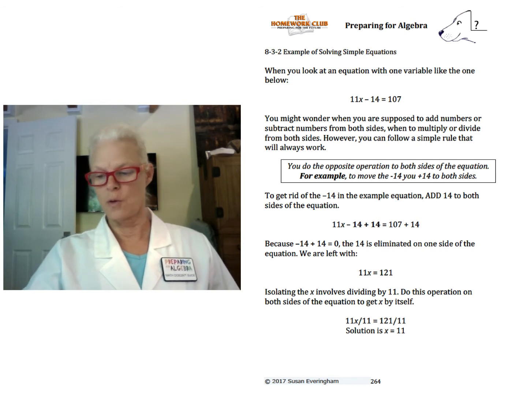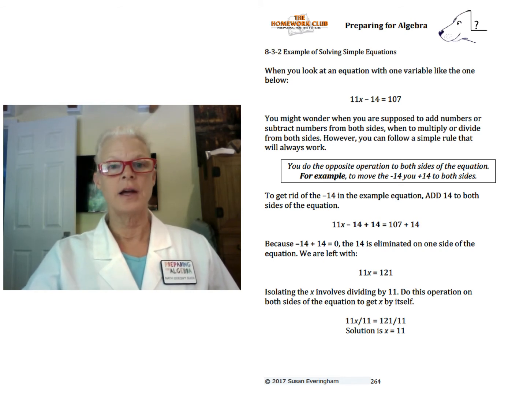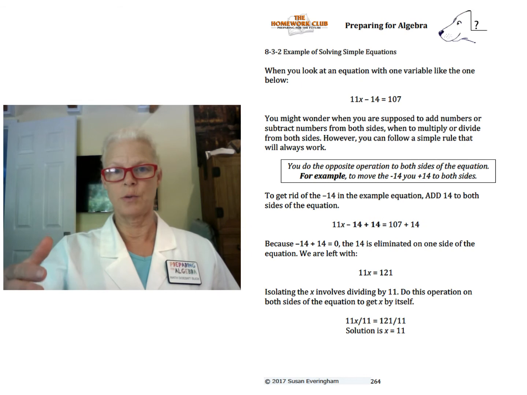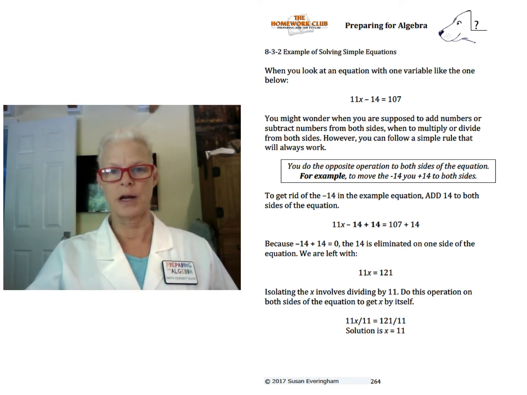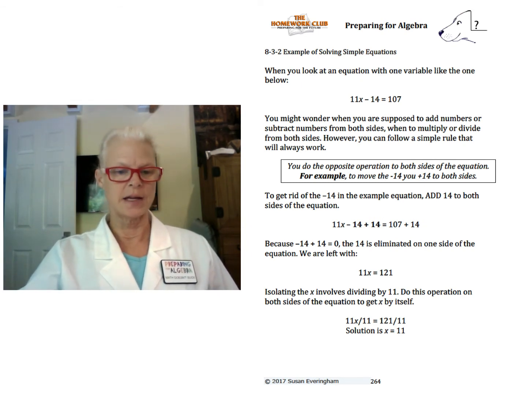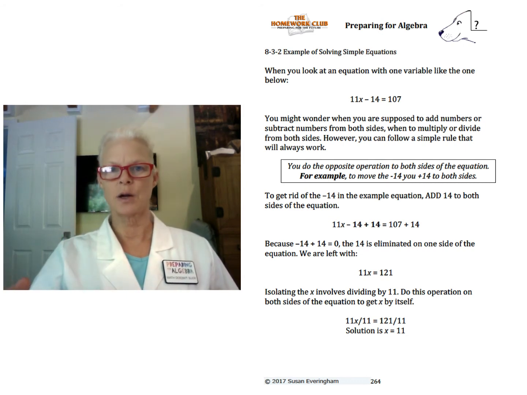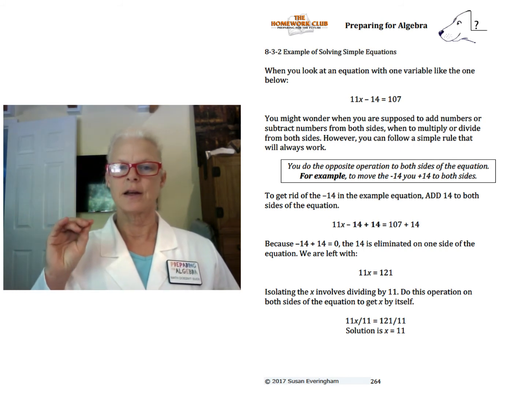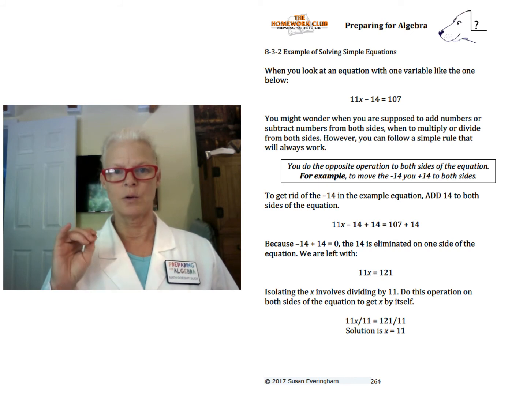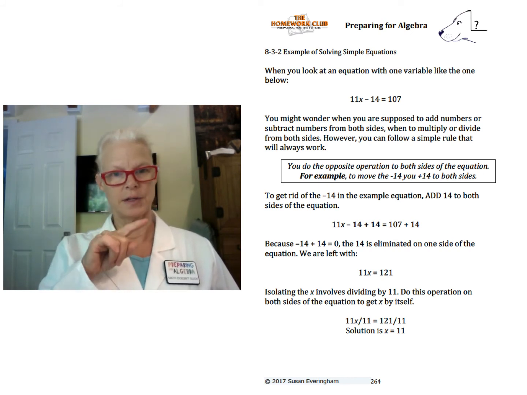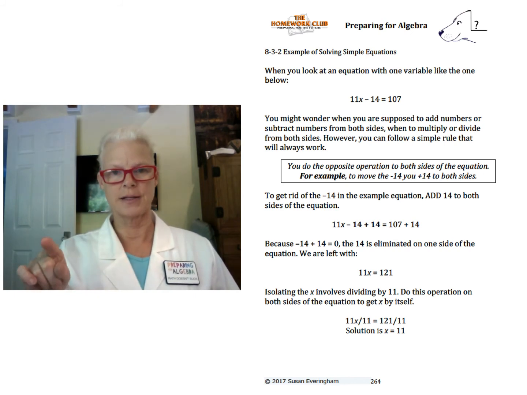Page 264 and page 265 is the same continuation of solving simple equations. And in this case, we've got a minus 14 instead of a minus 9. So we can add 14 to both sides of the equation, keeping it balanced, right? Giving us 11x equals 121. And x then, if you divide 11 on both sides, x equals 11.